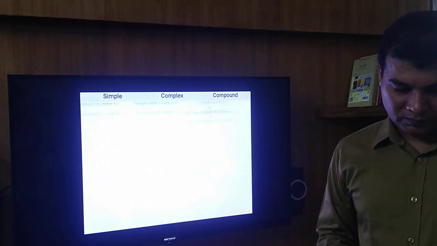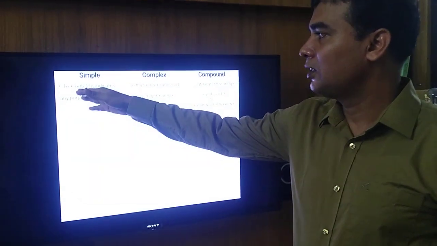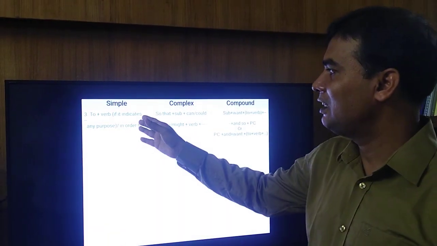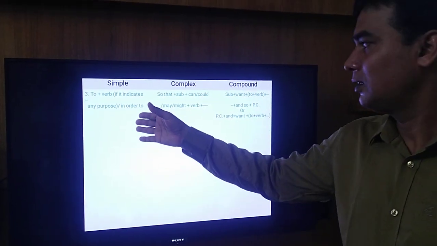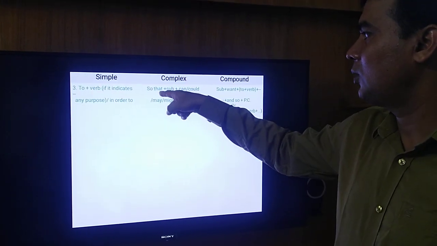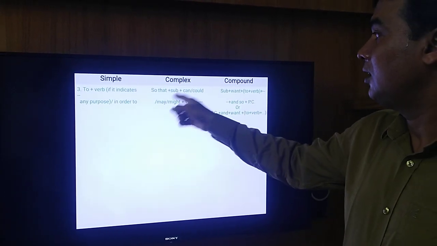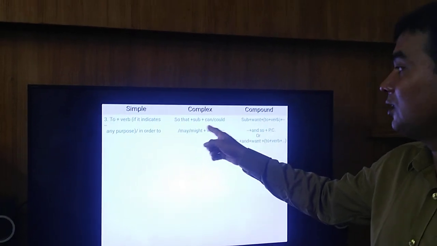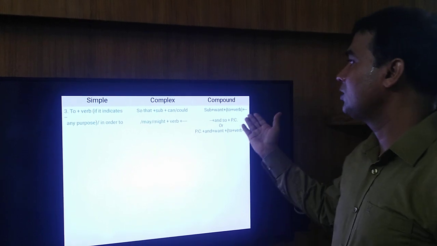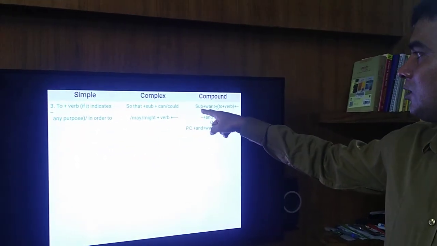Now I will show you the third technique. In a simple sentence, "to" plus verb, or "in order to", and if "to" plus verb indicates any purpose, then in a complex sentence, instead of "to" you can use "so that", then subject, then "can" or "could" according to tense, then verb, then the rest of the words or the additional words.